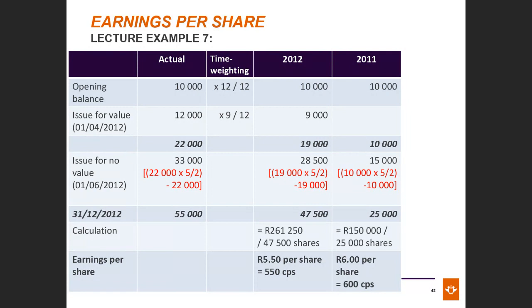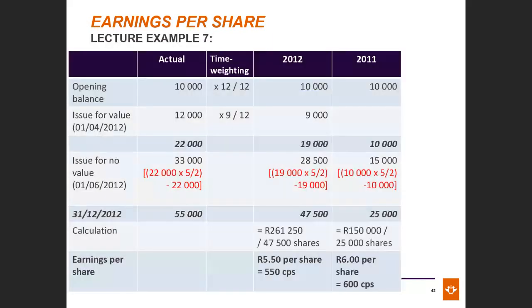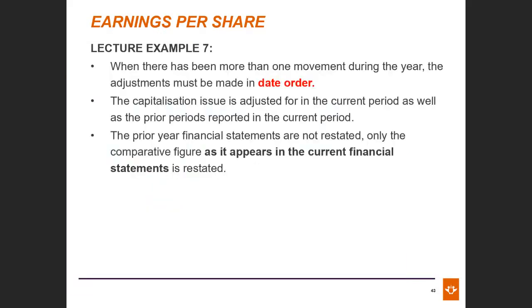Remember, when you do this calculation, it needs to be in time, in order. If your issue for value happens first, you need to do that and then do your issue for no value. Okay. Let's have a look at the next slide, which just explains what I've said. So it says here, when there has been more than one movement during the year, the adjustments must be made in date order. And that is what we did. We had the issue for value first, and we did that. And then we calculated our total number of shares, and then only did we do our issue for no value. So it's important that it is done in date order.